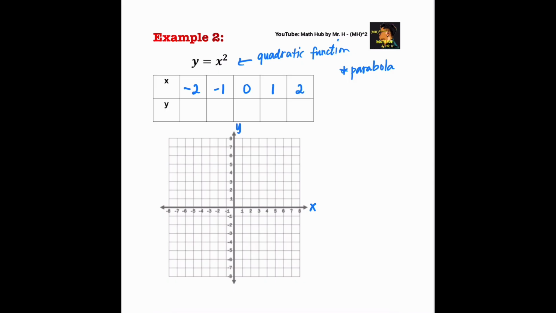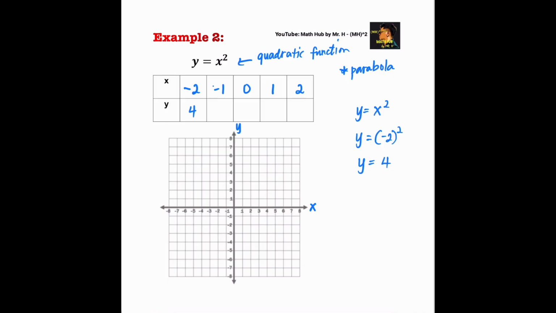All right, same thing. What we need to do is plug in the value that we assign for x into the given function. This is the original function. So if x is -2, we replace the x by -2 and simplify that. -2 squared is +4.